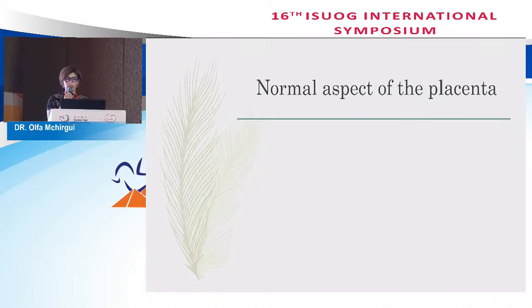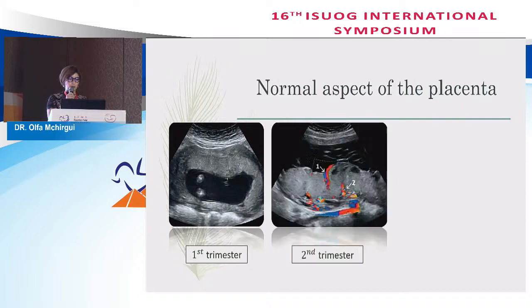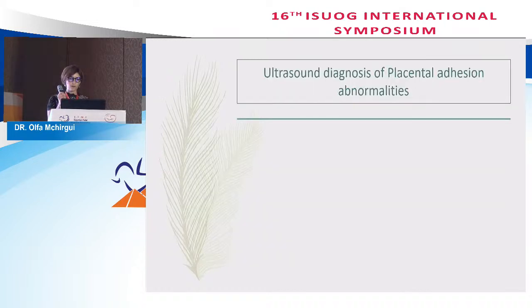As you all recall, we can see the normal aspect of the placenta. Here we can see the line between the placenta and the myometrium, with the homogeneous aspect of the placenta in the first trimester. And the growth of the placenta continues throughout the pregnancy until the third trimester. And we're going to proceed with the ultrasound diagnosis of placental adhesion abnormalities during the second and the third trimester.